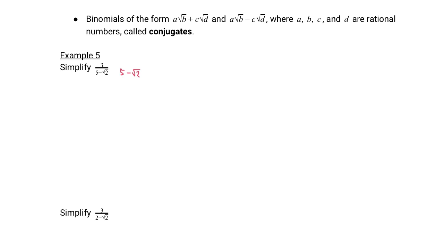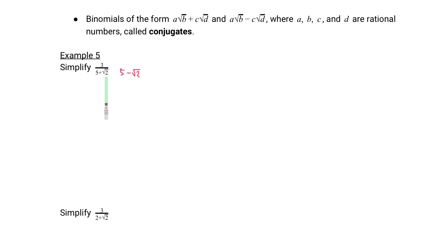So remember yesterday we talked about how you can't have a radical in the denominator. Well, we can't just multiply the top and the bottom by the square root of 2 because it'll still be there with 5. We have no way to get rid of it unless we multiply the top and the bottom of our expression here by the conjugate. So the conjugate of the denominator is the one we care about.